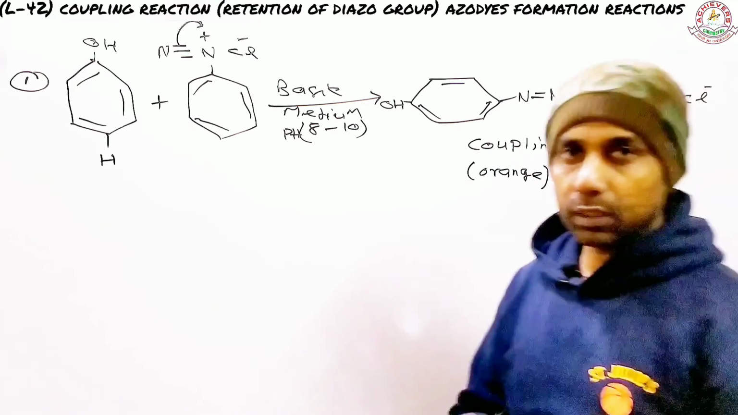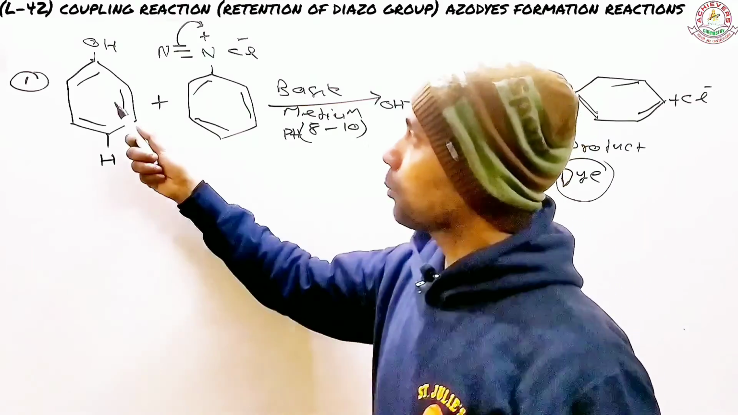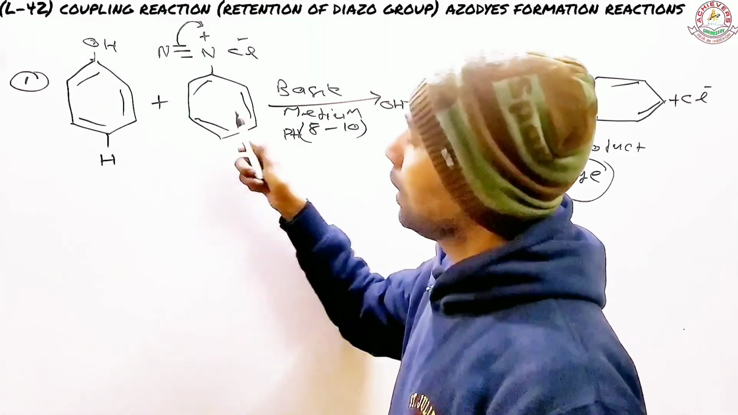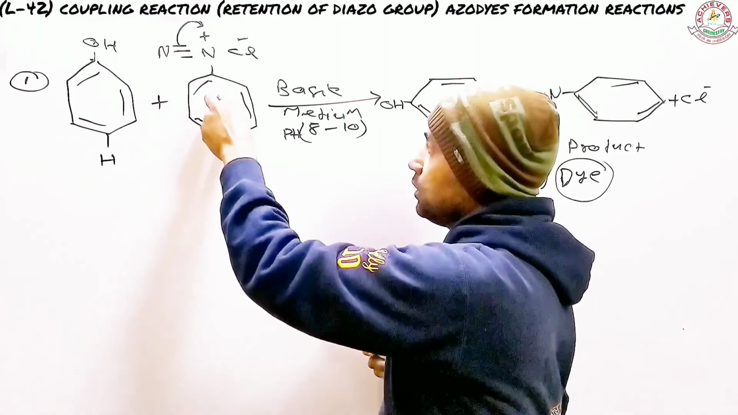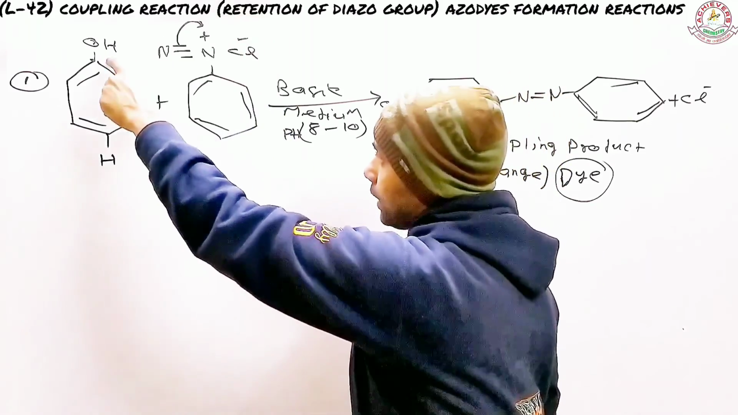Let me repeat, because the other two are also going to be in the same manner. You have to take phenol, you have to take diazonium salt, and you have to attach the entire N2 along with the phenyl group, right at the fourth position.